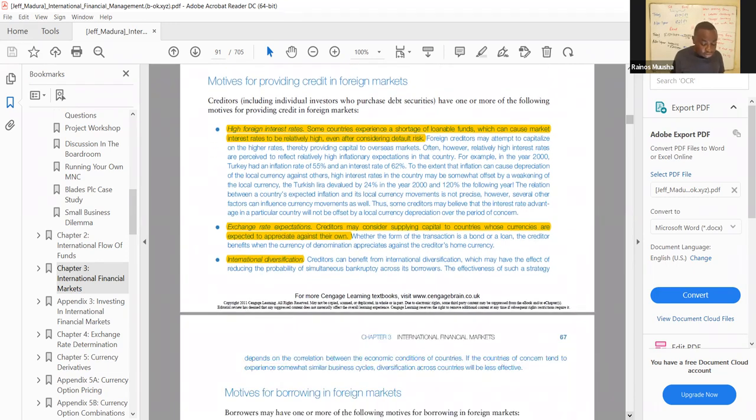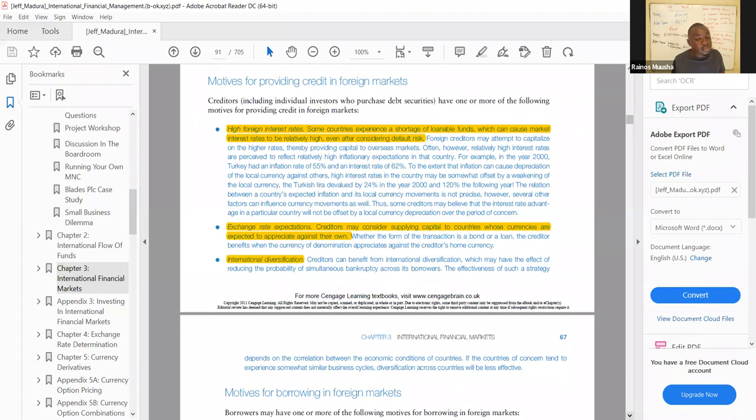The second one is exchange rate expectation. Creditors may consider supplying capital to countries whose currencies are expected to appreciate against their own. Because by just merely looking at the movements between currencies, by looking at the principal amount only, like the example that we've seen now, if the currency is expected to appreciate against your home currency, you can expect a positive return from that movement. And then the third motive would be international diversification, because you want to be able to diversify your investment portfolio. Because remember, you can either invest in equity or you can invest in what? Debt financing.